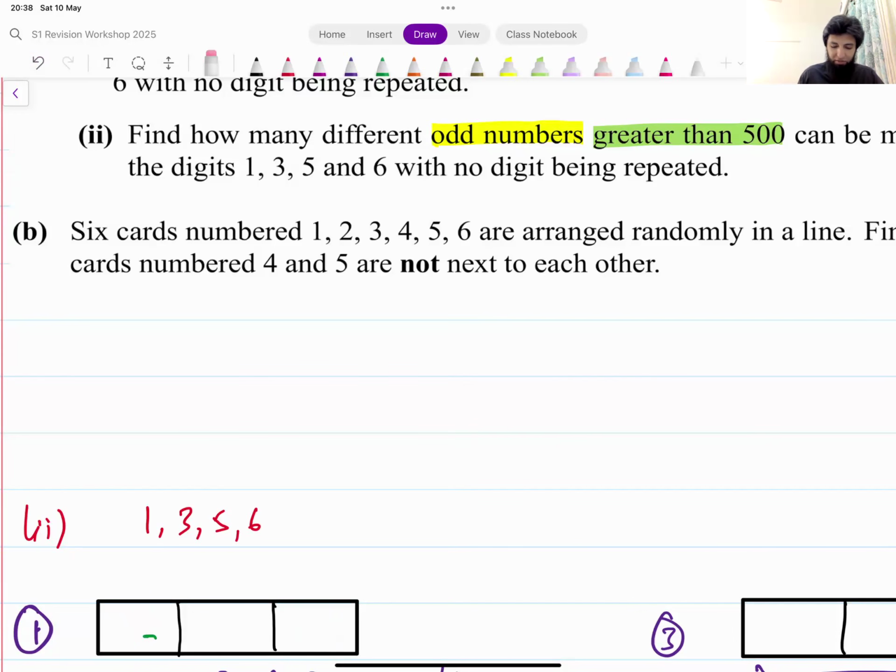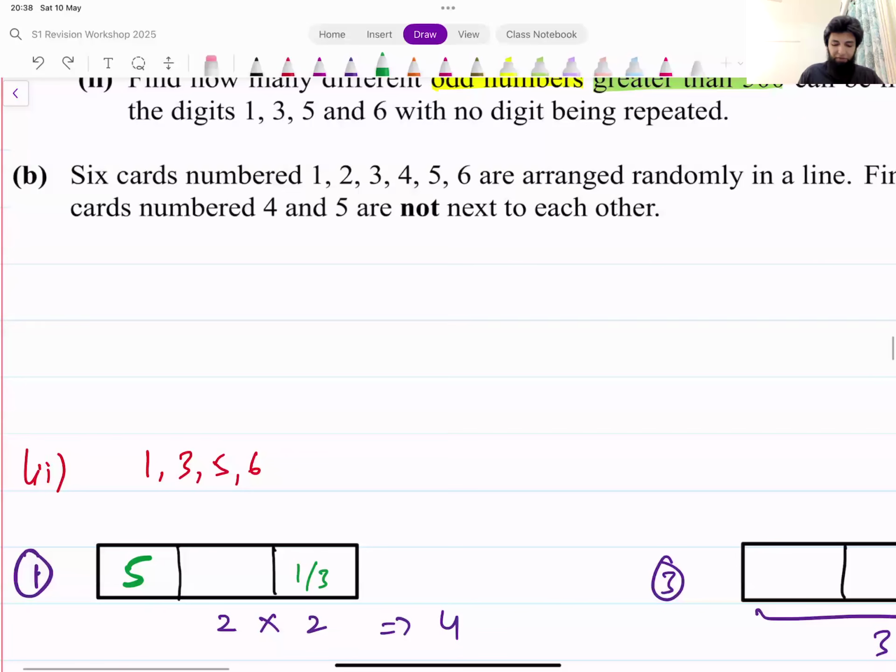One case in which we say the first digit is a 5. In that case, the last digit could either be a 1 or it could be a 3, so that the number remains an odd number. That's one possible case. So in how many ways can you do this now? Now 5 is fixed. We can't change that. For the last box, we've got 2 options, and then we have 2 digits left.